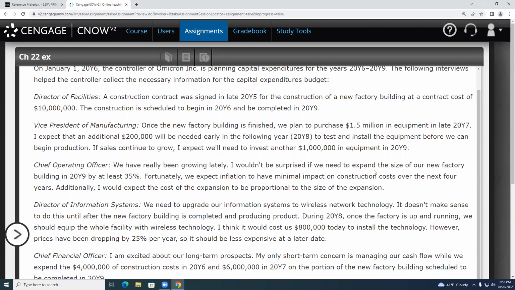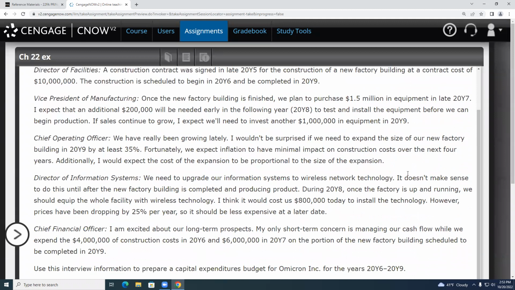The VP of manufacturing then said, once the new factory building is finished, we plan to purchase $1.5 million in equipment in late 2017. I expect that an additional $200,000 will be needed early in the following year to test and install the equipment before we can begin production. If sales continue to grow, I expect we'll need to invest another $1 million in equipment in 2019.